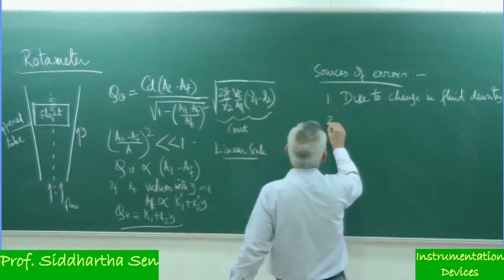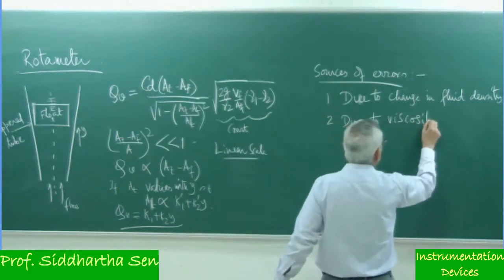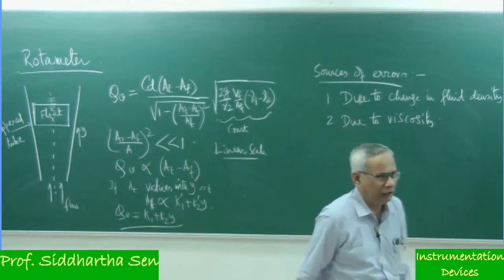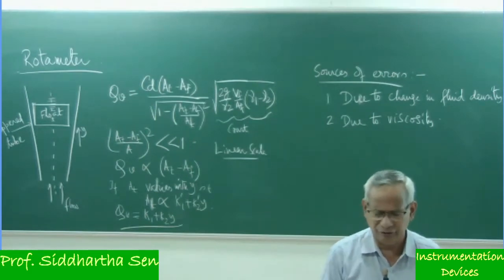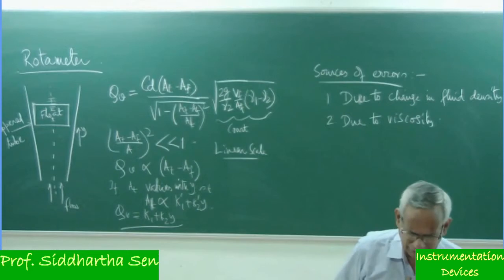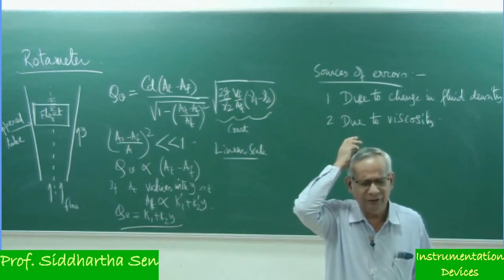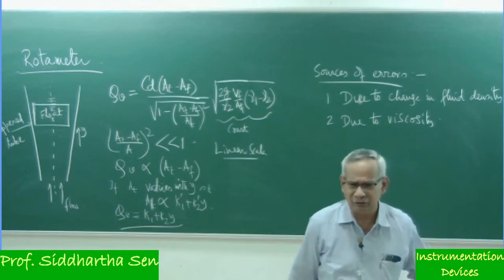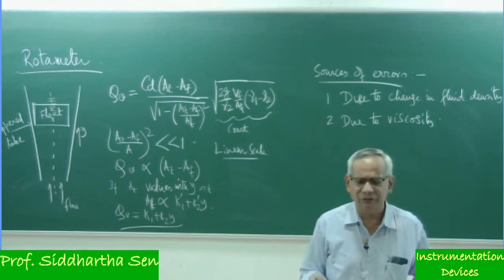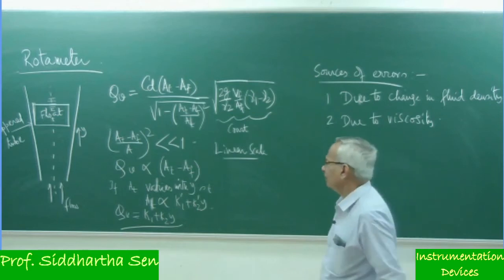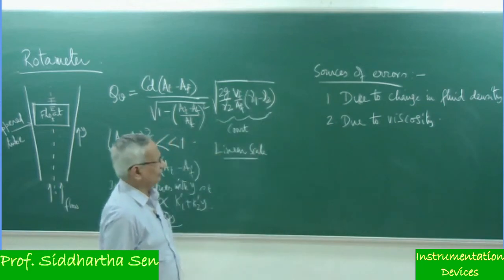Next is due to viscosity, because we have already told that we are neglecting the effect of viscosity, or the effect of friction, we are neglecting that. So naturally, if the flow rate is low but the viscosity is high and like this, that effect will also be there, because it will be modifying the Bernoulli's equation. So there would be some correction factor also like this.